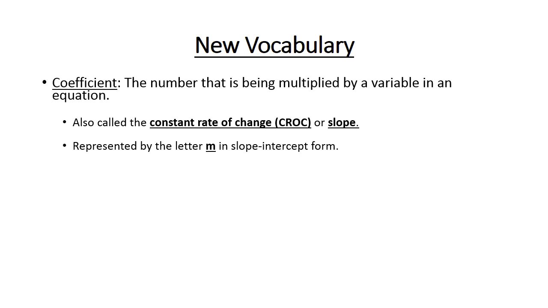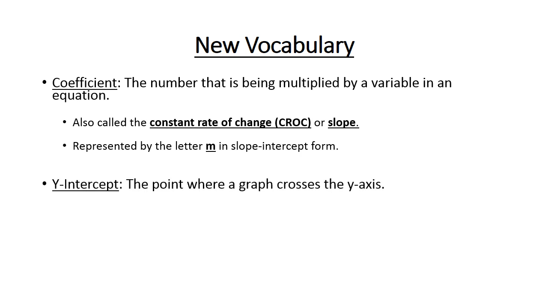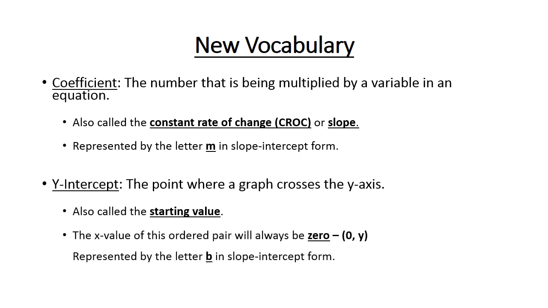Another new term is y-intercept, and this is the point where the graph crosses the y-axis. We've heard this before, called the starting value. The ordered pair of the y-intercept will always have an x value of 0, so the ordered pair will look like 0, comma, whatever the y value is. And we're going to represent the y-intercept by the letter b in slope-intercept form, which we'll look at right now.